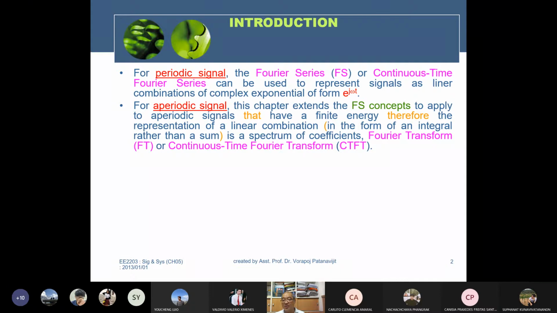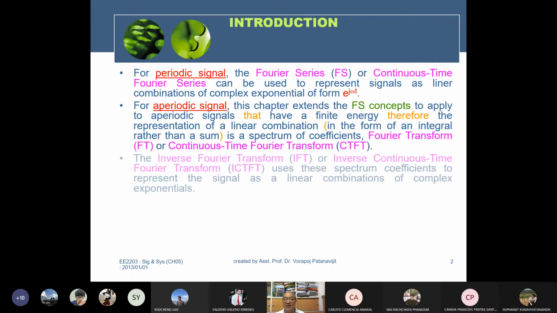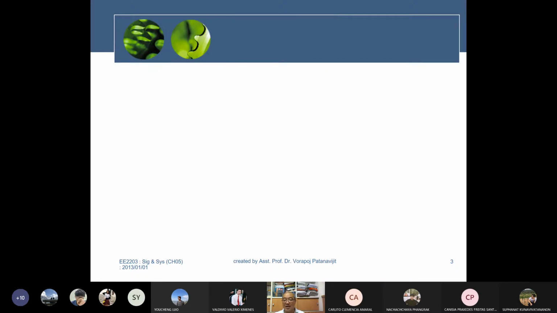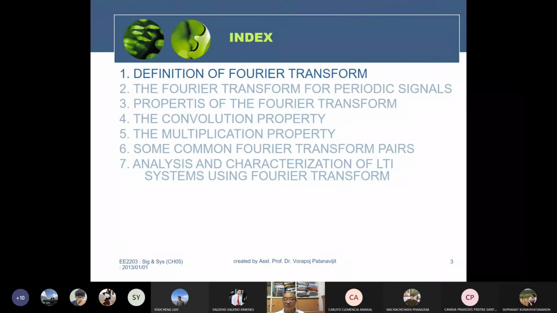Therefore, the representation of the linear combination is in the form of an integral rather than a summation, with a spectrum of coefficients. This is the Fourier transform, also called the continuous time Fourier transform. The inverse Fourier transform uses this spectrum of coefficients to represent the signal as a linear combination of complex exponentials. We will start with the definition of the Fourier transform first. Later we consider how to apply the Fourier transform to periodic signals.